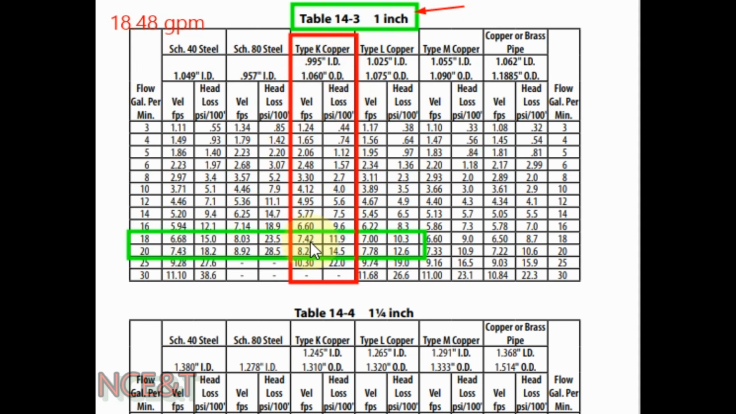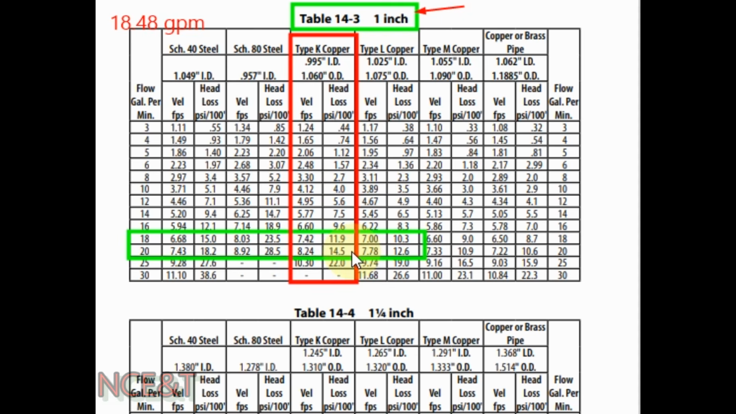So the velocity will be, for 18 GPM, 7.42 and for 20 GPM the velocity will be 8.24, which is more than the maximum limit of 8 feet per second. When we see the head loss in psi per 100 feet, for 18 GPM this is 11.9 and for 20 GPM this is 14.5. These both values are much higher than the maximum limit, which is 5 psi per 100 feet. So we cannot select the 1 inch pipe size.